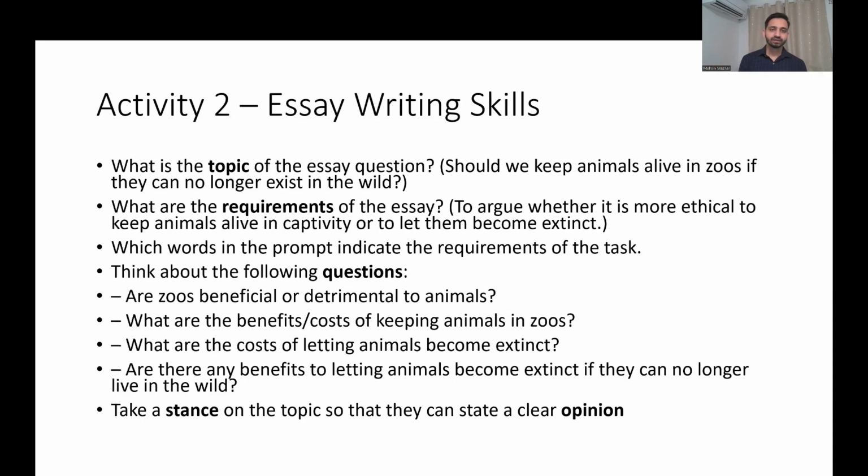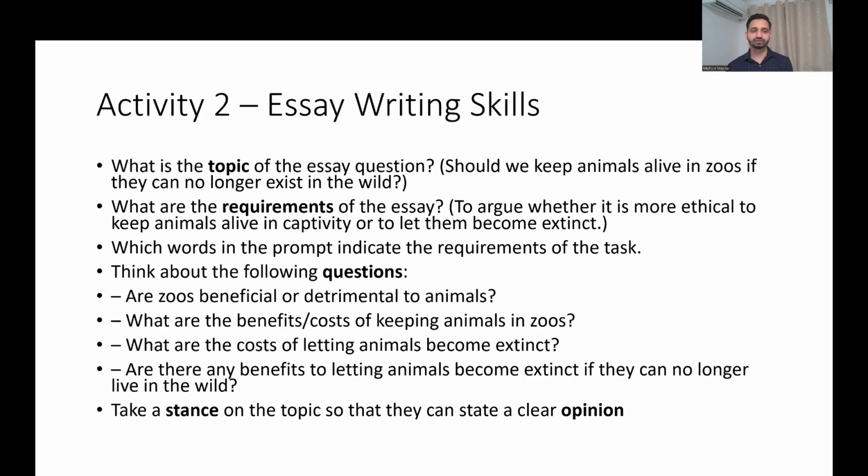Okay, so let's look at how you would approach this, right? What is the topic of the essay? Should we keep animals in the zoo? Should we keep animals alive in zoos if they can no longer exist in the wild? That is our topic, right? What are the requirements of the essay? To argue whether it is more ethical to keep animals alive in captivity, which is the zoo, or let them become extinct in the wild, right? Which words in the prompt indicate the requirements of the task? So you need to understand what the words are that indicate the requirements of the task.